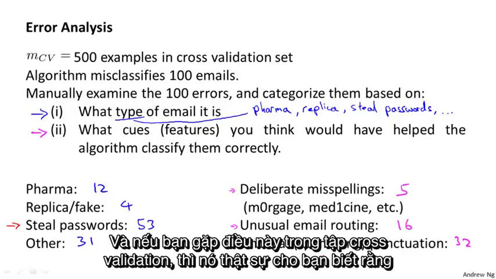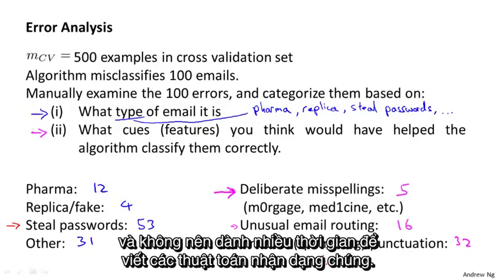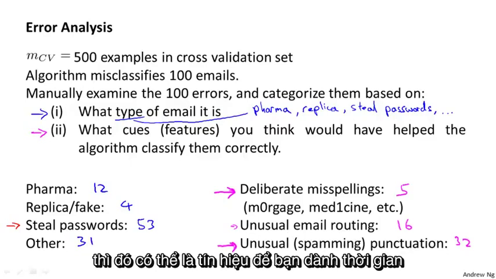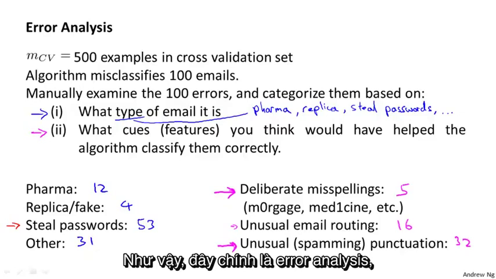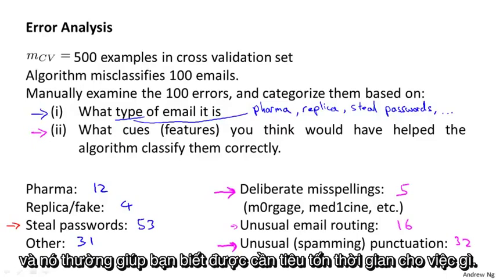And if this is what you get on your cross-validation set, then it really tells you that maybe deliberate misspellings is a sufficiently rare phenomenon that maybe it's not worth a lot of time trying to write algorithms to detect that. But if you find a lot of spammers are using unusual punctuation, then maybe that's a strong sign that it might actually be worth your while to spend the time to develop more sophisticated features based on the punctuation. So this sort of error analysis, which is really the process of manually examining the mistakes that the algorithm makes, can often help guide you to the most fruitful avenues to pursue.